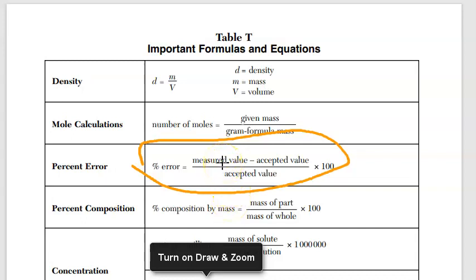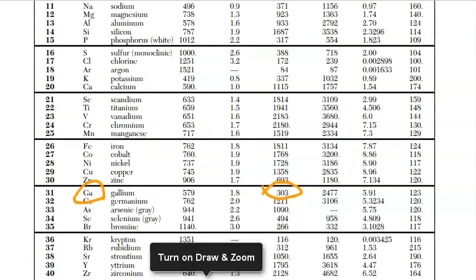Measured value is the student value, the experimental value. The accepted value is the true value, the known value. Or maybe you have to look it up on reference table S. Let's go back. Sure enough, we do need to go to reference table S, so let's do this. We'll go back to the question. We're looking for gallium. We're looking for the melting point. This would be, again, the accepted value, true value, known value of 303.